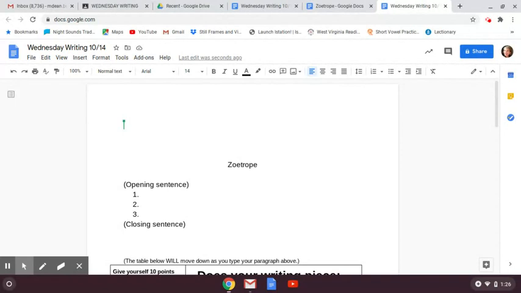So I want my opening sentence to make someone interested in reading the paragraph. I'm going to say something along these lines. I'm going to do zoetrope. I don't think it's supposed to be capitalized. Zoetrope is an old but very interesting toy. Okay? The zoetrope is an old but very interesting toy.